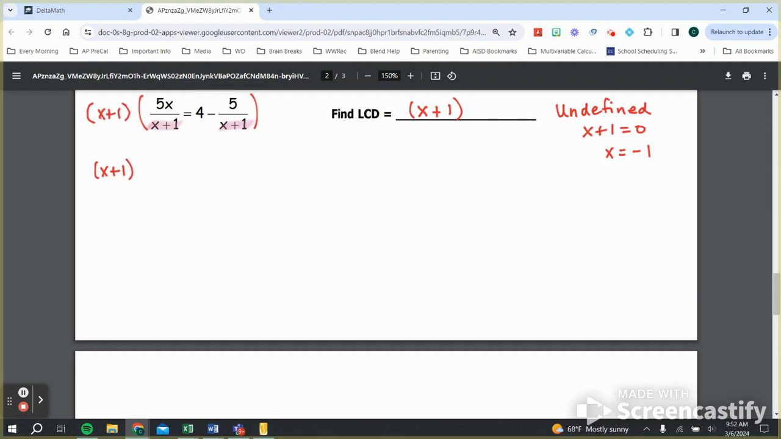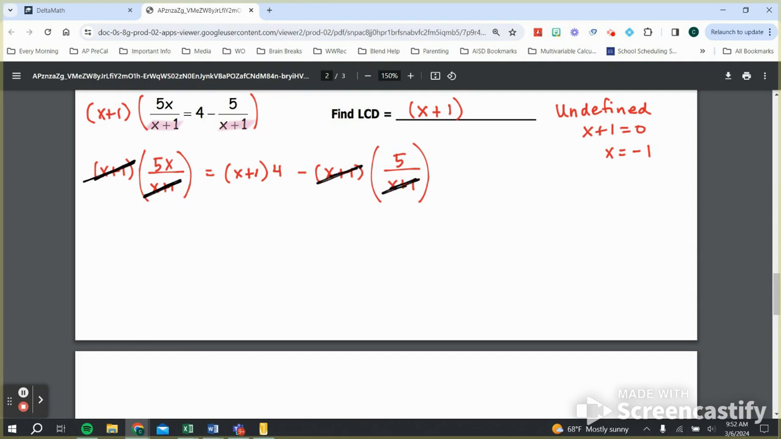So that means I'm doing x plus 1 times 5x over x plus 1 equal to x plus 1 times 4 minus x plus 1 times 5 over x plus 1. So I'm going to go through and cancel everything out that I can. So the x plus 1s cancel out, and these x plus 1s cancel out.